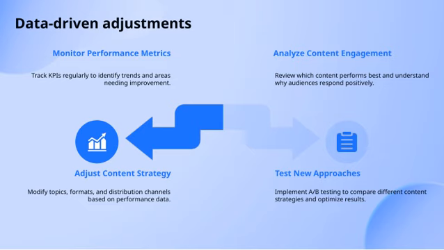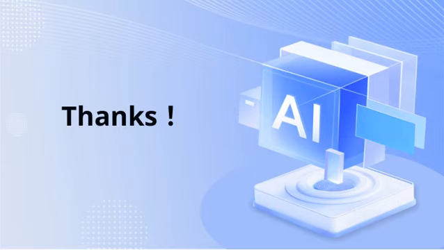And finally, testing new approaches is essential. Implementing A/B testing, for example, lets us compare different content strategies side by side. This way, we can see what works best and fine-tune our efforts to achieve the best possible results. All of these steps connect to our overall theme, using data to make smarter, more effective decisions in our content efforts.